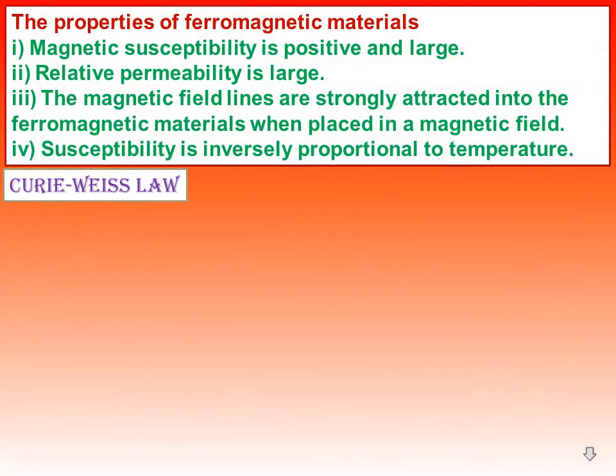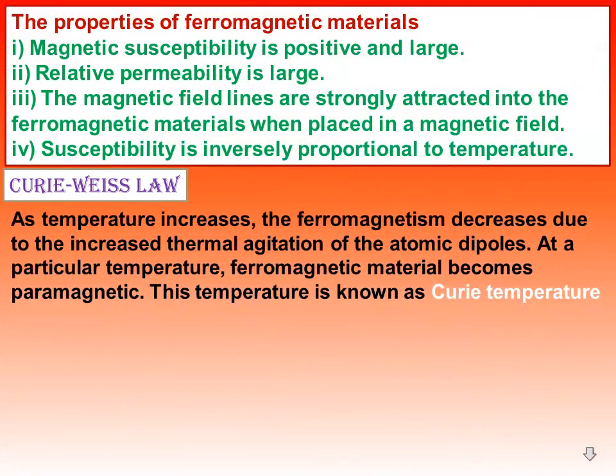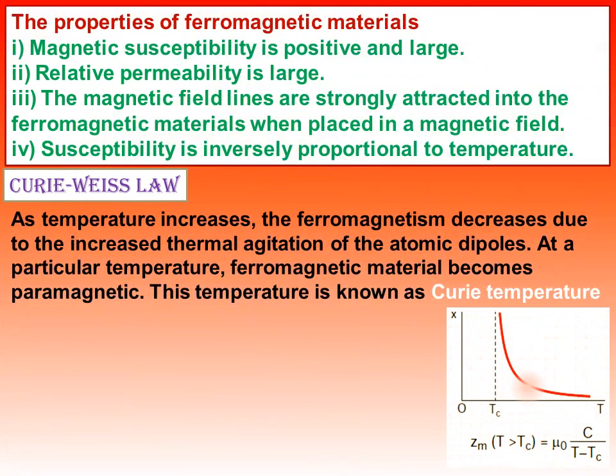Next, let's see the Curie-Weiss law. As temperature increases, the ferromagnetism decreases due to the increased thermal agitation of the atomic dipoles. At a particular temperature, the ferromagnetic material becomes paramagnetic. This temperature is known as the Curie temperature. The properties of ferromagnetic and paramagnetic materials resemble each other. There is a connection between para and ferromagnetics.